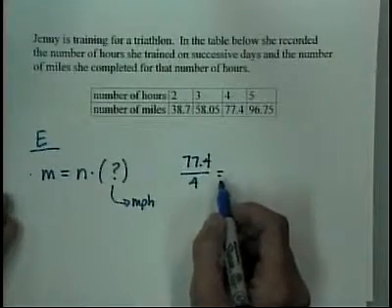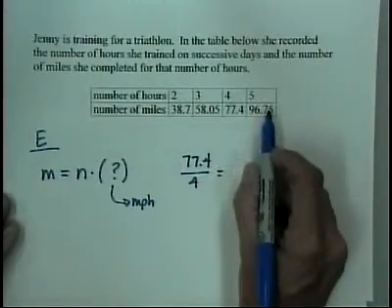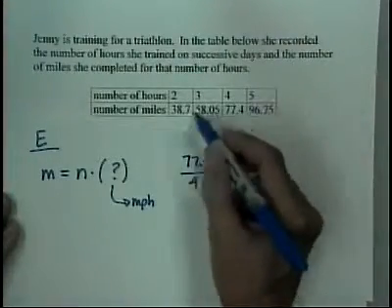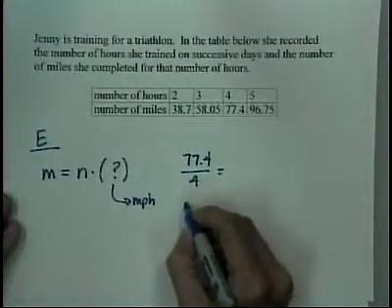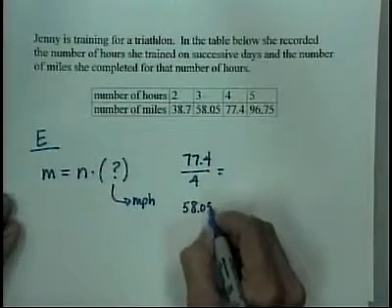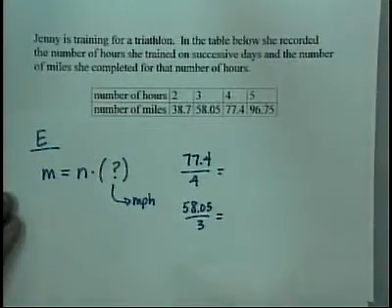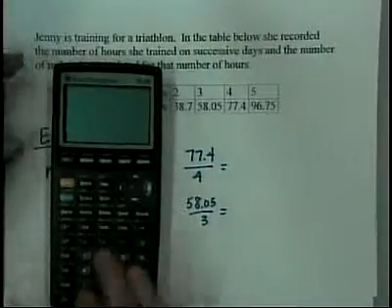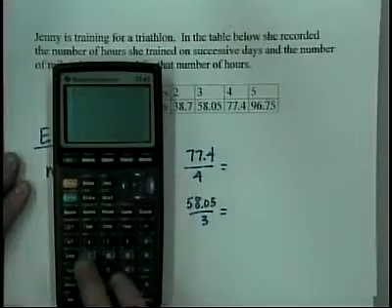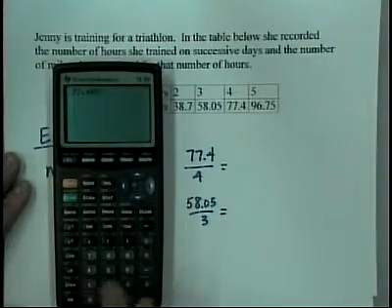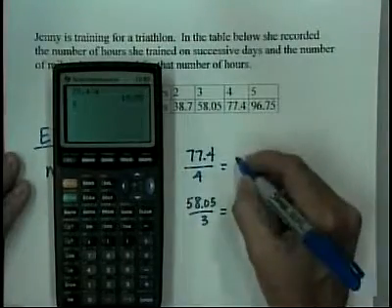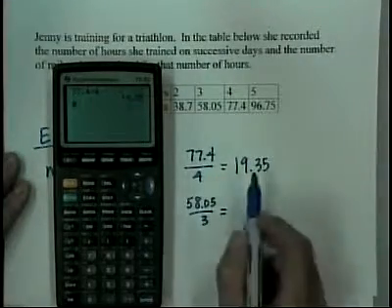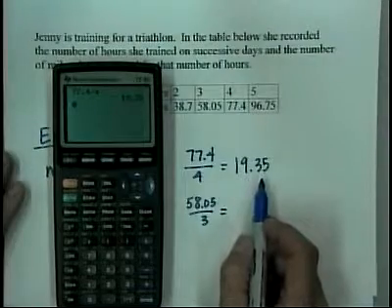However, we should also check all the other parts of the table to make sure they match this number of miles per hour. So let's pick this second bit of information and make sure that's the same number of miles per hour. On a calculator, we want to find 77.4 divided by 4, and that number comes out to 19.35 miles per hour. That's not just running, that's biking and swimming also.